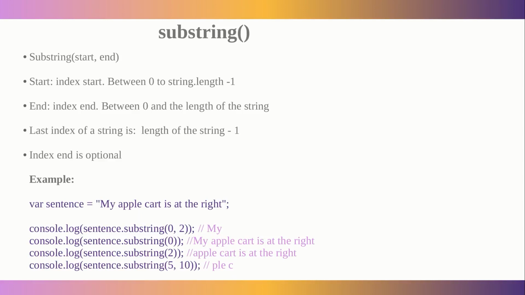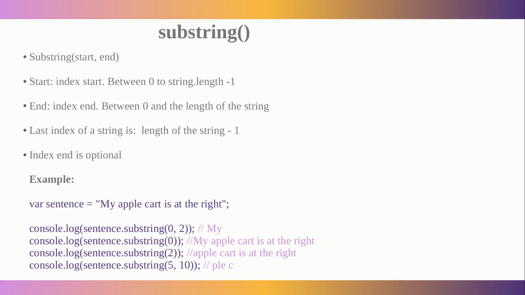The first character of a string is at index 0. Therefore, the last character of a string has an index which is its length minus 1. The minus 1 is because, remember, we start at the number 0 and not 1. In case we don't specify the index end in the substring method, it will simply include the rest of the string after the index start, such as in the third example here, which takes sentence.substring(2) and console logs "Apple cart", as at the right. I suggest you go to JSBin or CodePen and play around with this a bit just to acquaint yourself with the substring method, as we will be using it in our backspace function.